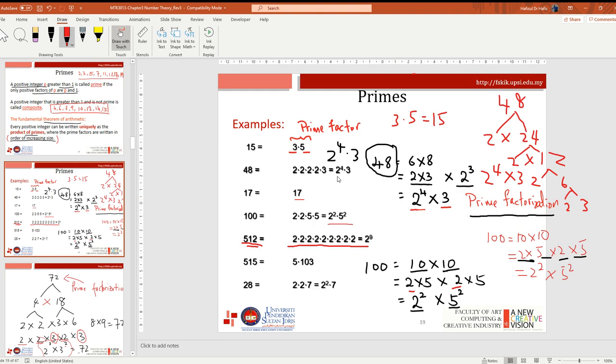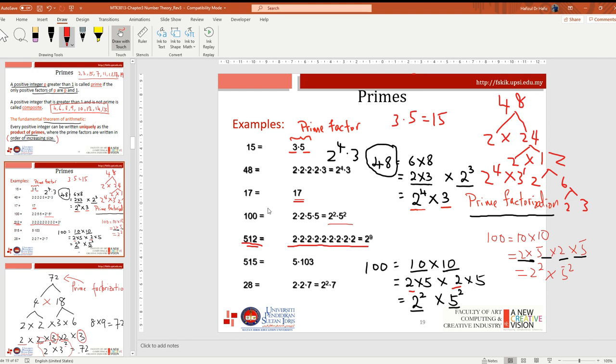For example, for 48, we have 2 multiplied by 24, then 2 multiplied by 12, then 2 multiplied by 6, 2 multiplied by 3. So we get 2 power of 4 multiplied by 3 power of 1. And then 17 is 17. You list them out in order of increasing size.